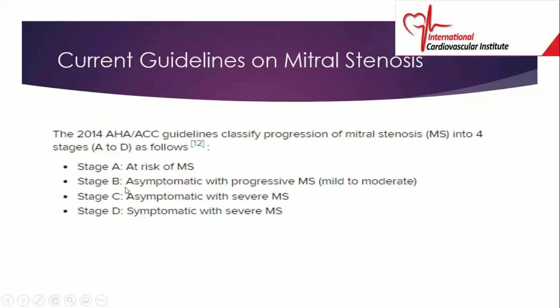Stage B, asymptomatic patient with progressive disease. So remember, we have the mild and moderate, and they have similar numbers. So mild to moderate patients, and they're asymptomatic, those are stage B. Then patients who are asymptomatic but have severe numbers, they're stage C. So the severe patients who are symptomatic, they're stage D. These are the ones that need to be fixed. All right.